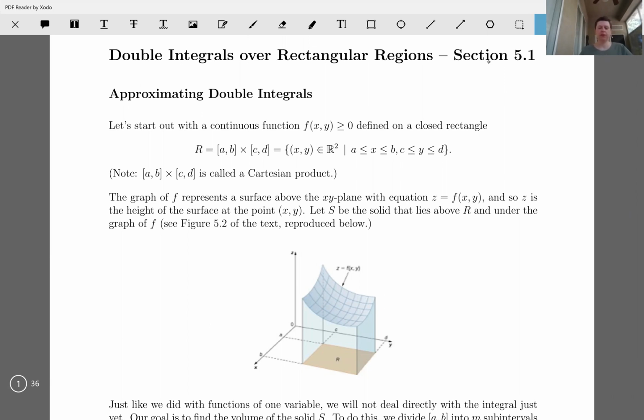Let's start out with a continuous function f of x, y that's greater than or equal to 0, and it's defined on a closed rectangle R defined by the intervals [a, b] by [c, d]. So that's defined as all (x, y) in R^2 such that x is between a and b and y is between c and d. Note that [a, b] by [c, d] is called a Cartesian product.